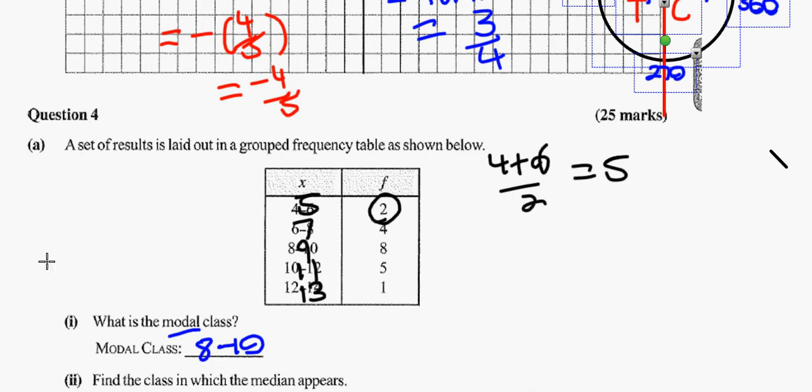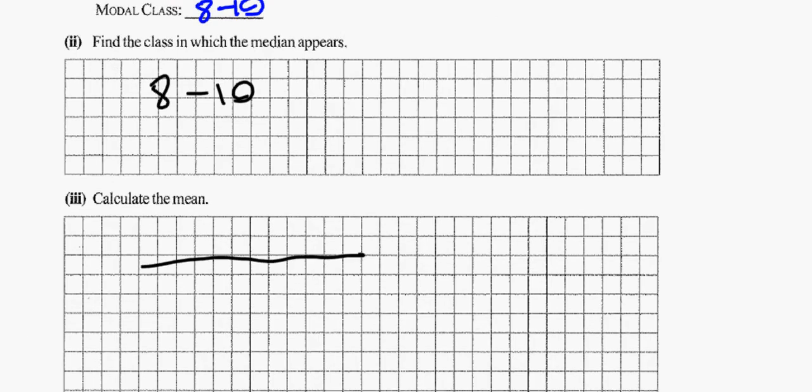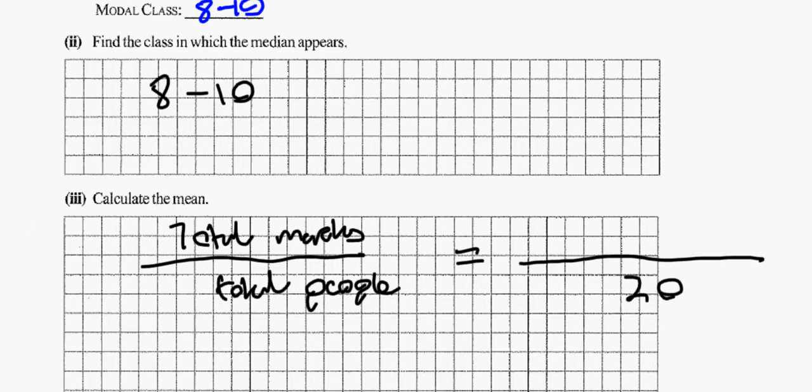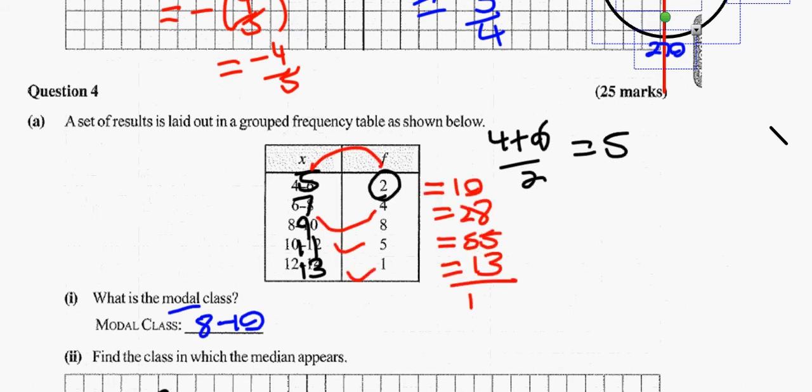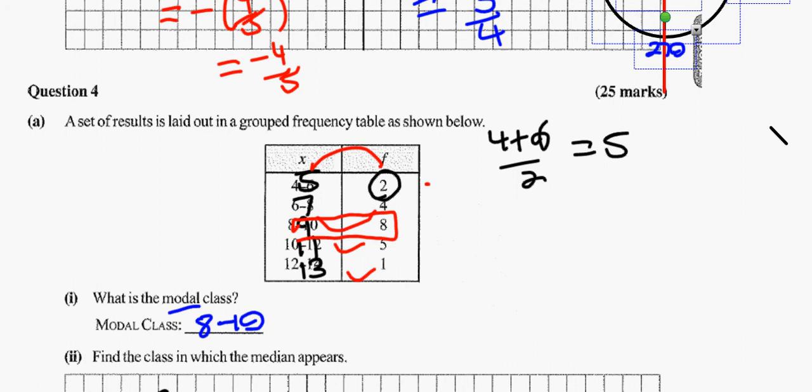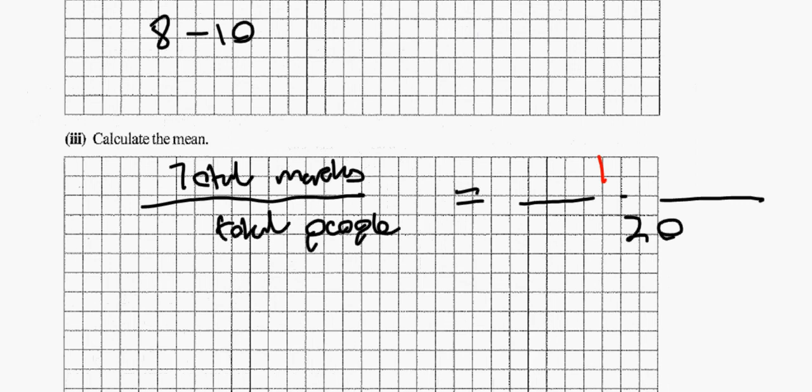Now, to calculate the mean, what we're going to get is the total marks divided by the total people. We know the total people is 20, and now we're going to get the total marks. We're just going to run through this very quickly. 5 by 2 is 10, 7 by 4 is 28, 9 by 8 is 72, 11 by 5 is 55, and 13 by 1 is 13. We're going to add all of these together, and what we get is 178. 178 divided by 20 is a mean of 8.9.